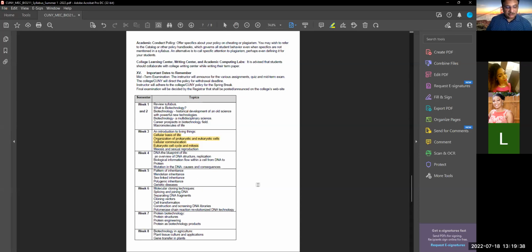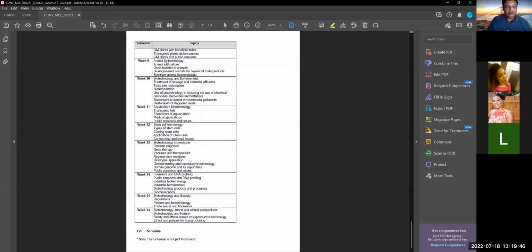Then we talk about, on day 7, protein biotechnology, protein structures, and so forth. We go into animal biotechnology, biotechnology and environment, stem cell technology, biotechnology in medicine. So the first 4 chapters are based upon fundamental concepts. The rest of the 10 chapters are based upon the applied version of biotechnology or biology. So with this, I gave you a brief introduction to the syllabus. If you have any question, then you can ask.